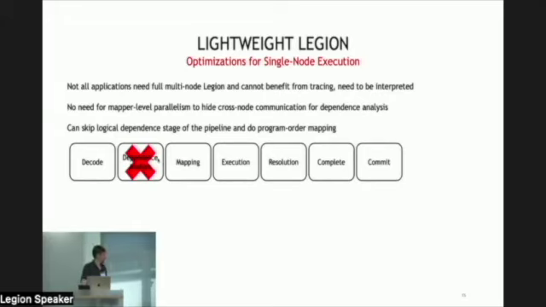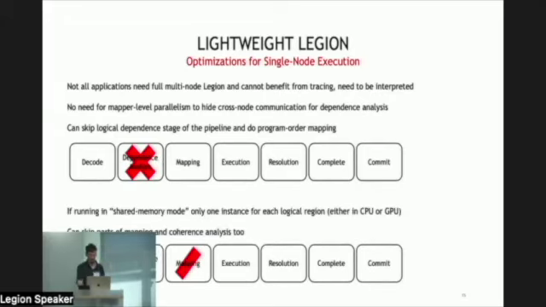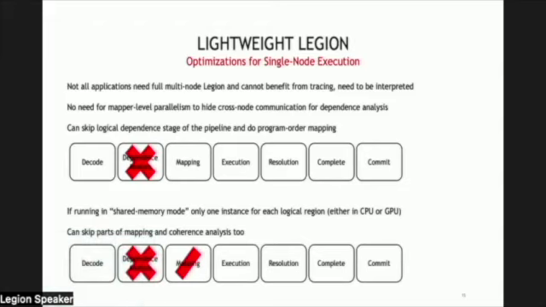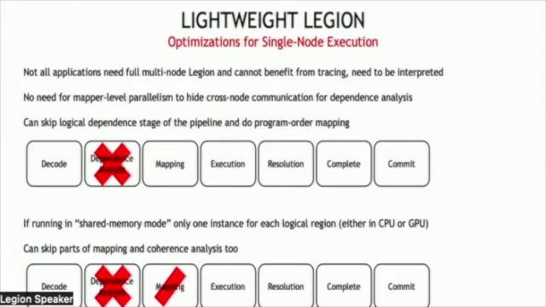And there's even a further optimization that you could do, if you're willing to run in what I call a shared memory mode, where maybe you only have one instance for a logical region. You can put it either in your CPU or your GPU, but then you don't even need to do the coherence analysis. So you can cut out half of the mapping stage of the pipeline.